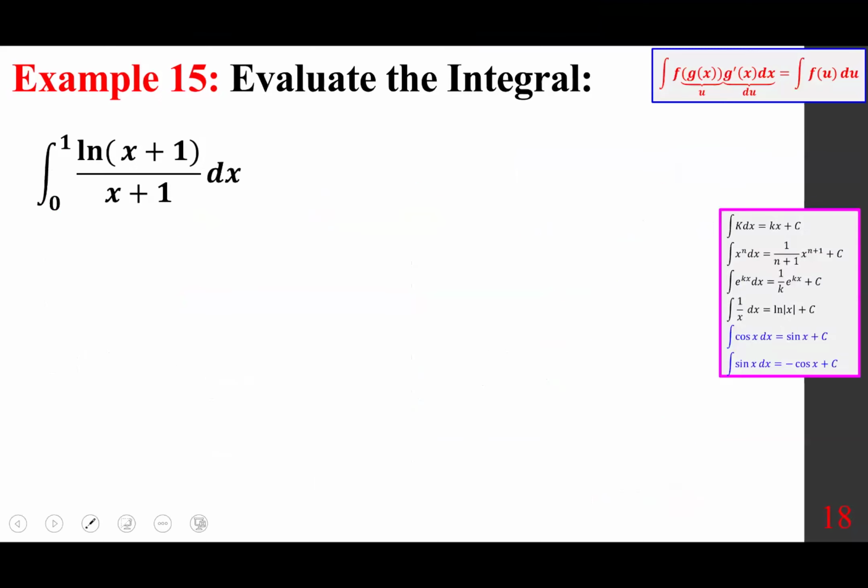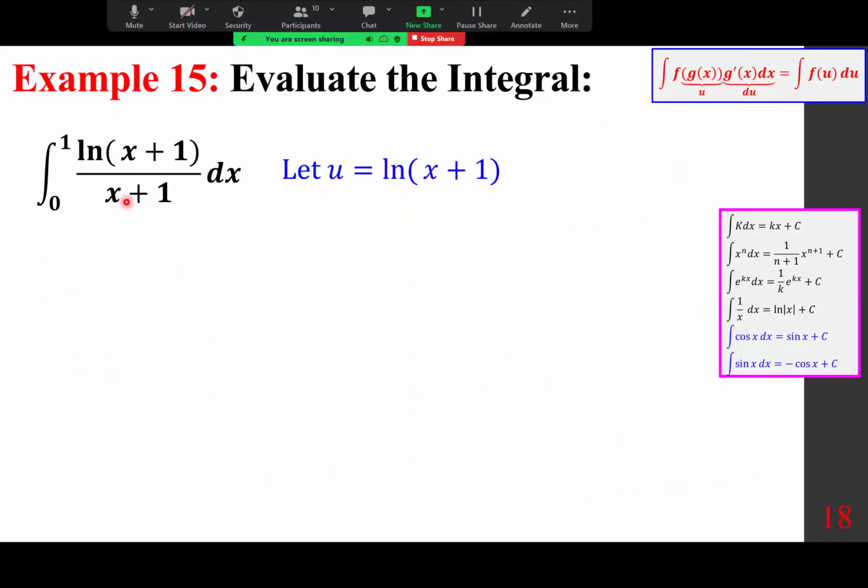We have ln x plus 1. That's a choice of u. So the integral from 0 to 1, ln of x plus 1 over x plus 1 dx. You let u be ln of x plus 1. The derivative is 1 over x plus 1 times 1, or simply 1 over x plus 1. Therefore, du is 1 over x plus 1 dx.